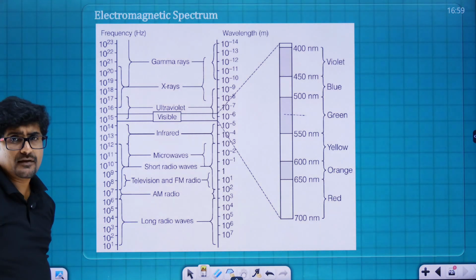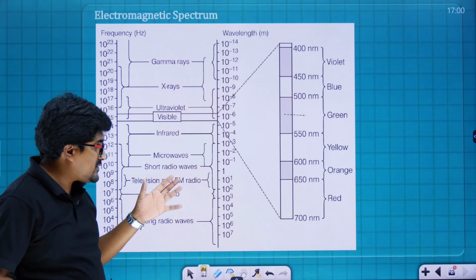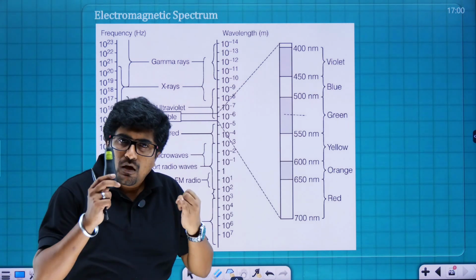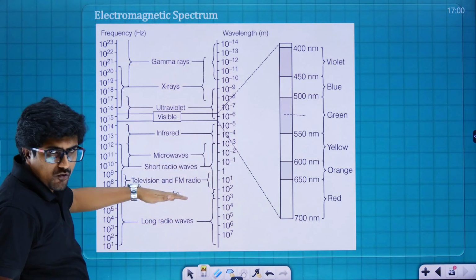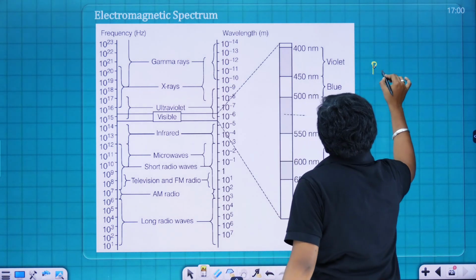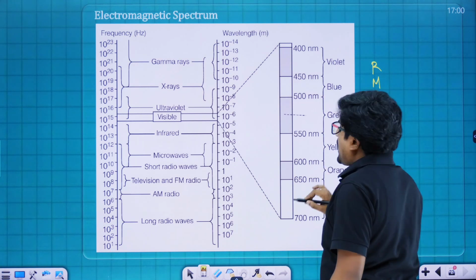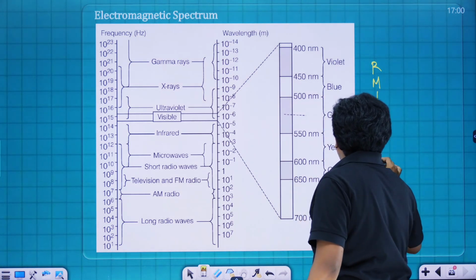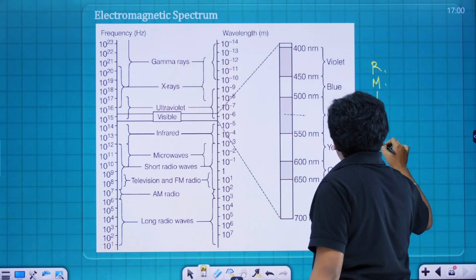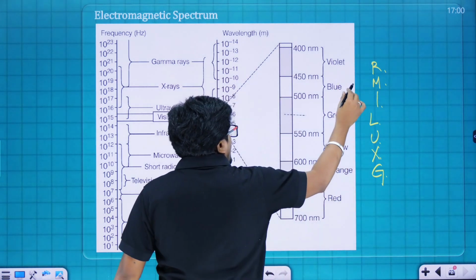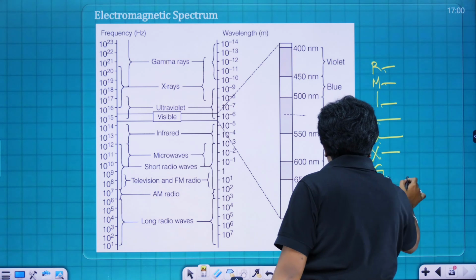Next is the electromagnetic spectrum. This is basically a tabular column, and questions are generally asked from this area. Obviously, you know the series: radio wave, microwave, next one is infrared, next is visible light, ultraviolet, X-ray and gamma ray. Radio wave, microwave, infrared, visible light, ultraviolet, X-ray and gamma ray.